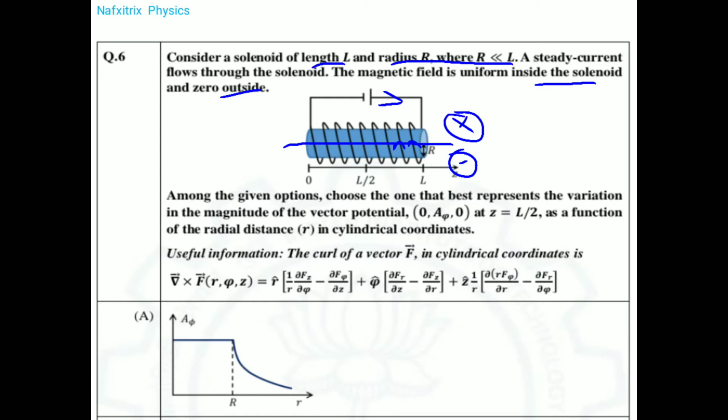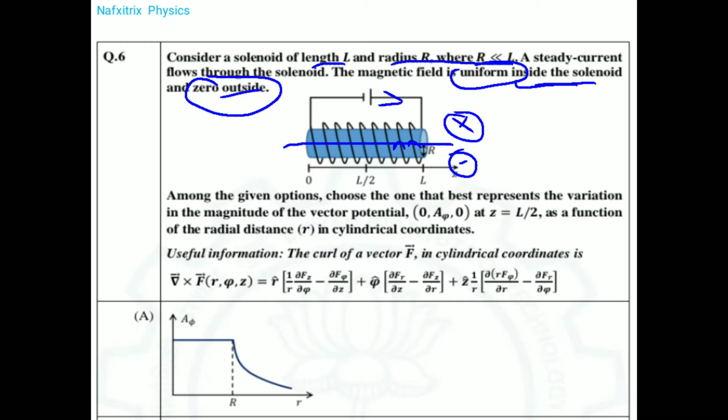It is said that the magnetic field is uniform. That means it is the same everywhere. It is not exponentially increasing or decreasing with respect to distance from the center of the solenoid. It just remains uniform, the same everywhere, inside the solenoid, and when coming to outside the solenoid it is 0. So this one we need to keep an eye on.